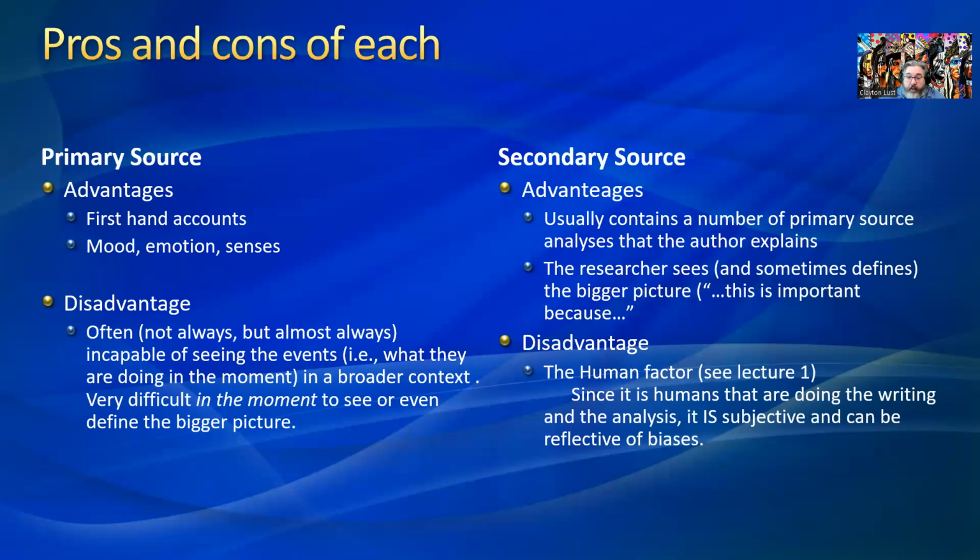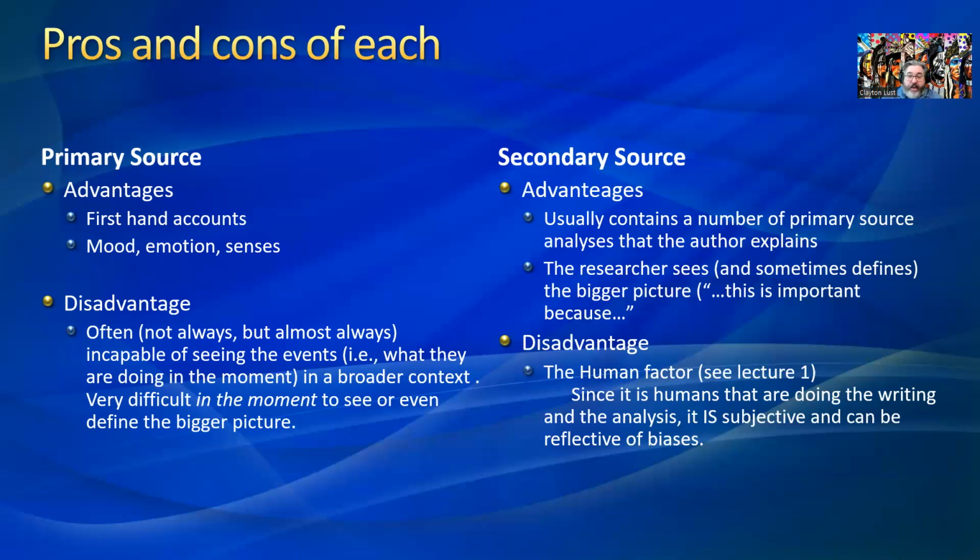Okay. The researcher sees and often defines the bigger picture, looking at something and saying, this is important because they have a different view of what's going on. A lot of times, the people in the moment don't have that broader view, and that's listed kind of as a disadvantage too. I'll come back to that. But the researcher often sees the bigger picture, and they often define that bigger picture. U.S. imperialism is important because, okay, so they've got the broader view of everything.